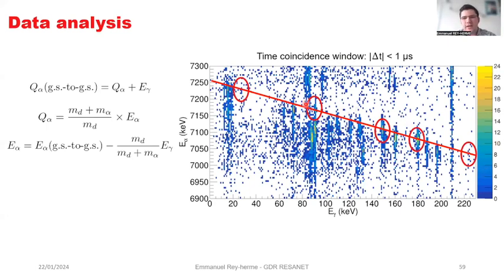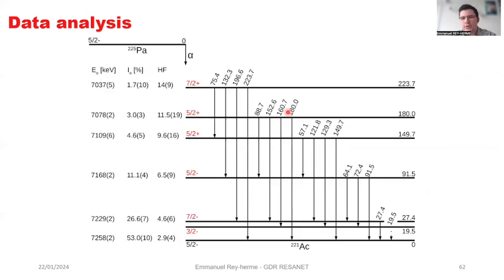And then if we take one of those energies, and if we look at gamma rays corresponding to the same alpha particle energy, we can find other peaks. And with that, we reconstruct also the gamma rays going from an excited state to another excited state. And with that, we are able to reconstruct the level scheme of actinium-221.